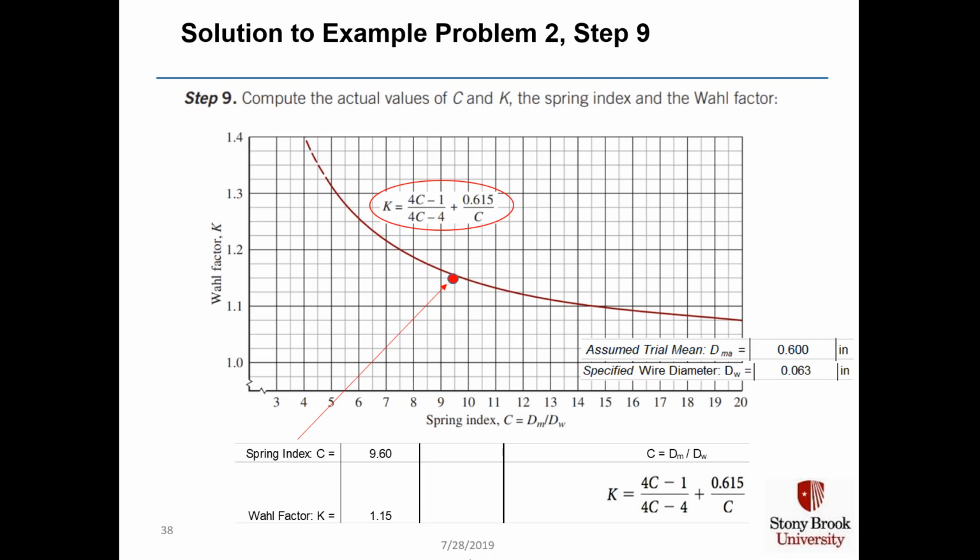To continue, in step 9, we compute the actual values of C and K. The assumed trial mean coil diameter was 0.6 inches, and dividing by the specified wire diameter of 0.063 inches, we find the actual spring index will be 9.6, from which we can calculate an actual wall factor K of 1.15.